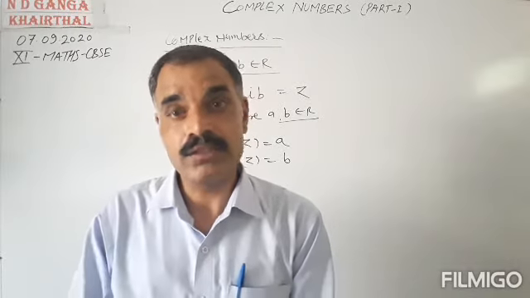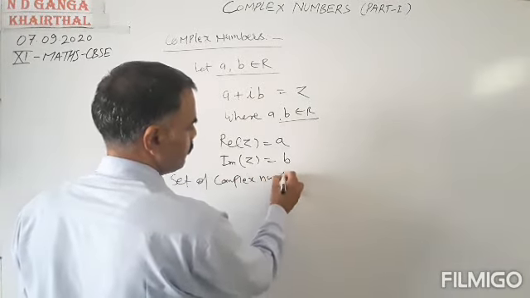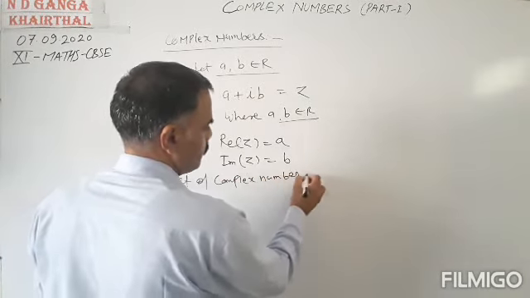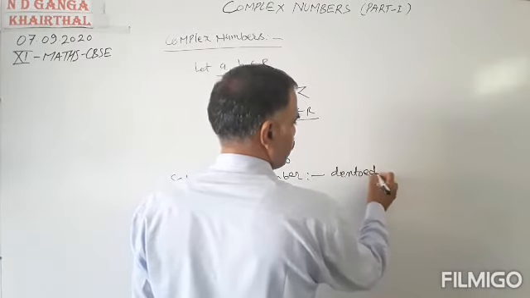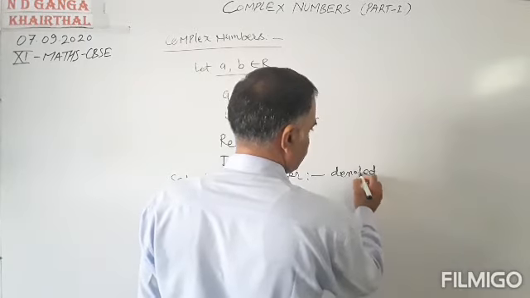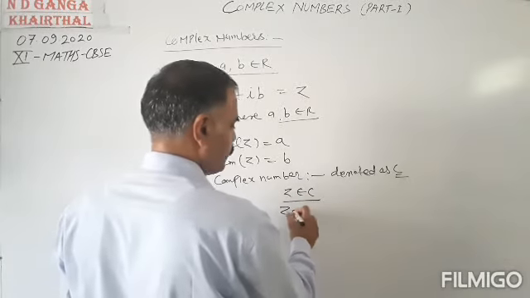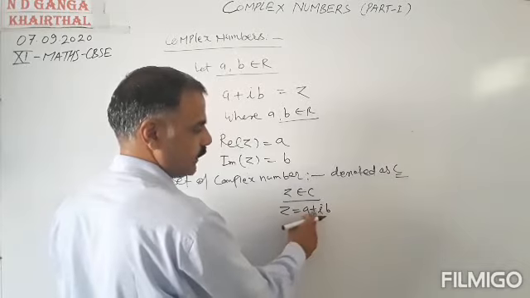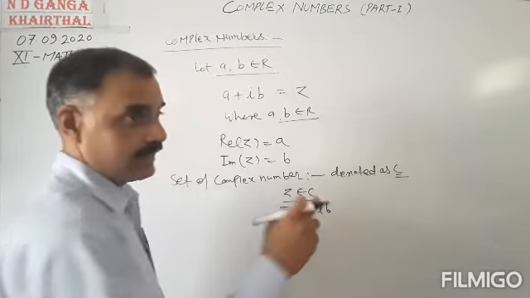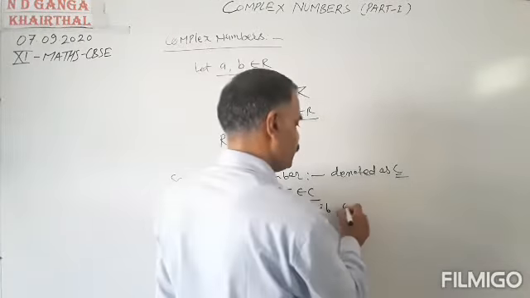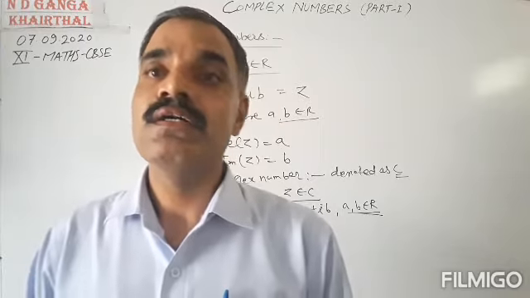Now the set of complex numbers. The set of all complex numbers is denoted as C, and z belongs to C. This means all numbers of the form a plus iota b, that are complex numbers, come under the set of complex numbers, where a and b belong to the set of real numbers.